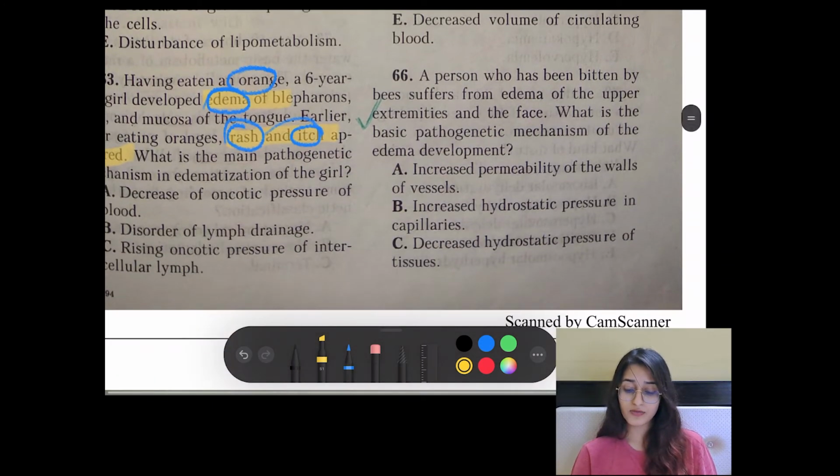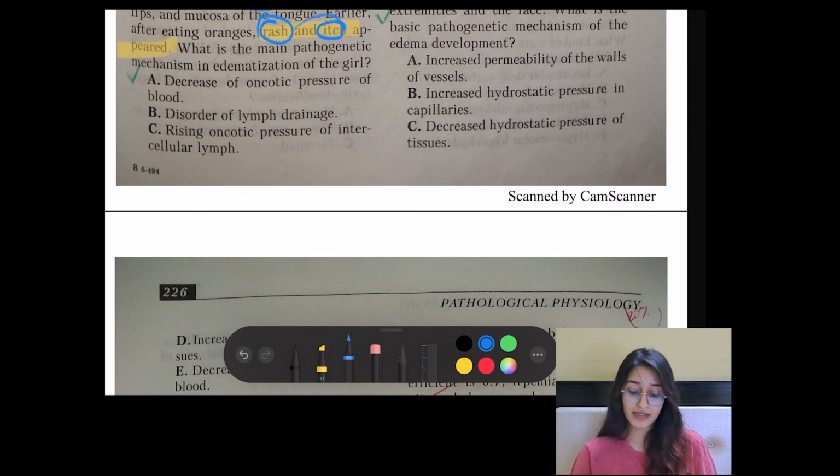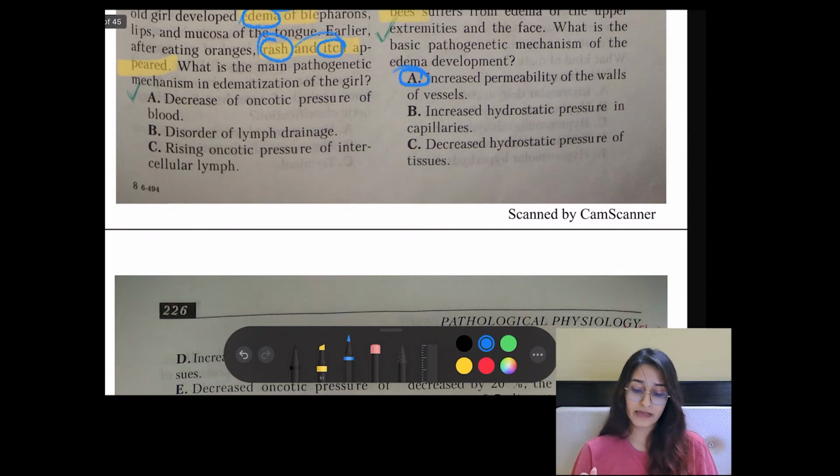Next, a person who has been bitten by bees suffers from edema of upper extremities and face. What is the basic pathogenic mechanism? So this is inflammation, or basically an anaphylaxis reaction. It is because of increased permeability of vessels.